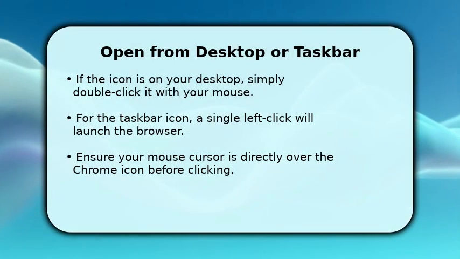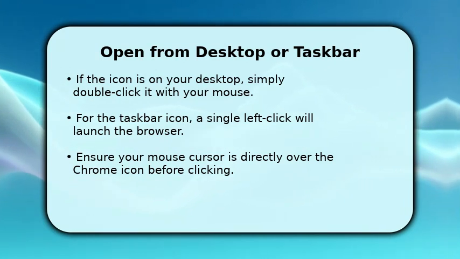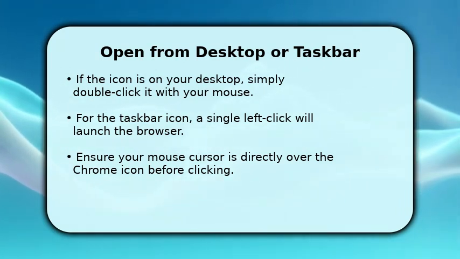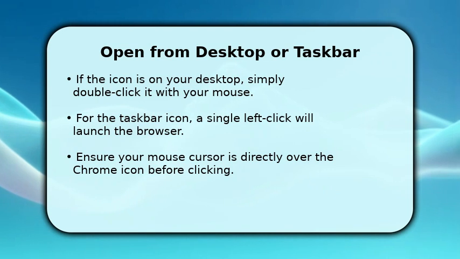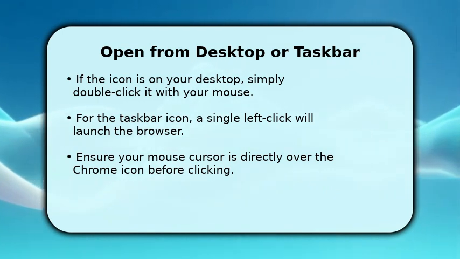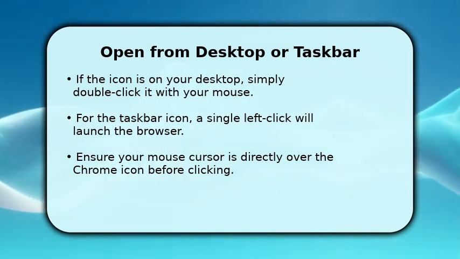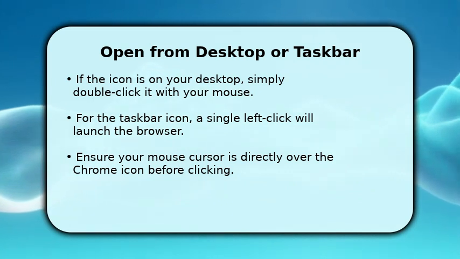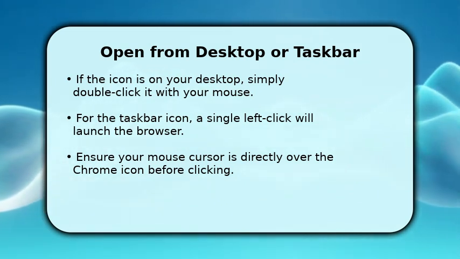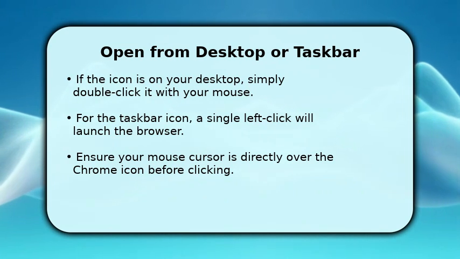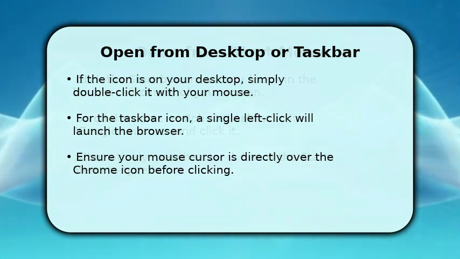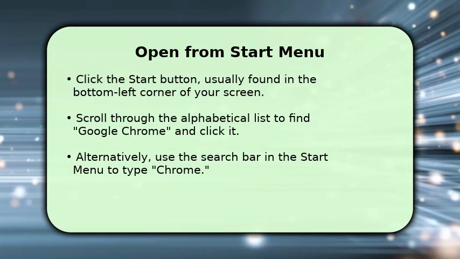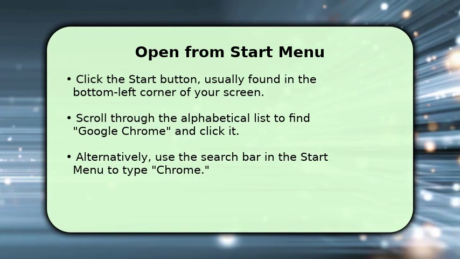Once you've spotted the Chrome icon, opening it is straightforward. If it's on your desktop, use your mouse to double-click the icon quickly. For those who have it pinned to their taskbar, a single left click will do the trick. Just make sure your mouse cursor is precisely over the icon before you click to ensure it registers correctly and launches the browser. If Chrome isn't on your desktop or taskbar, the Start menu is your next stop.